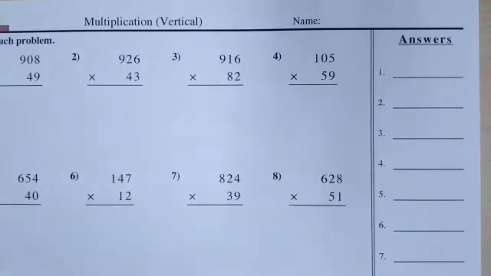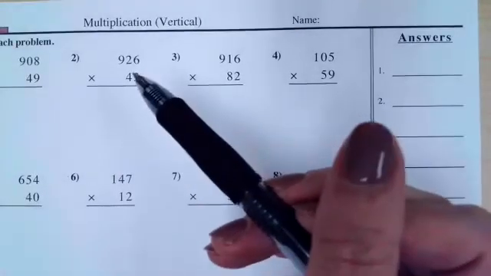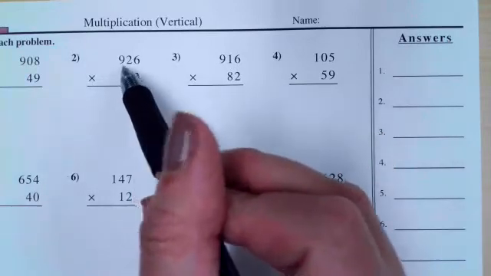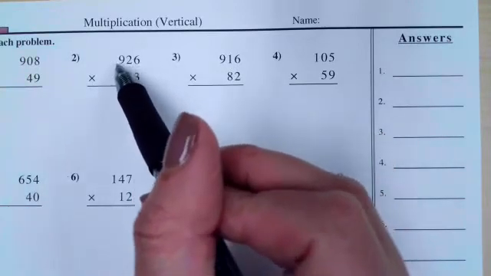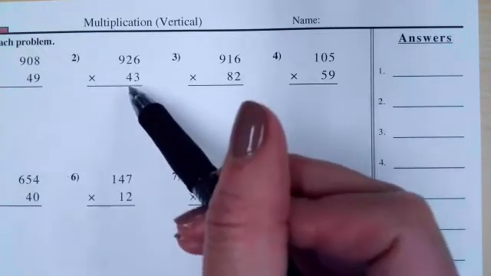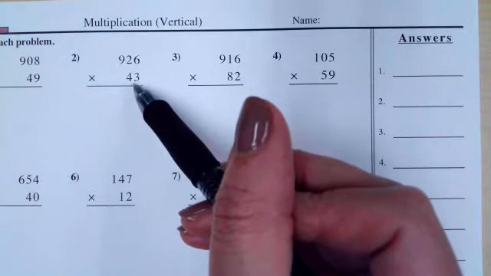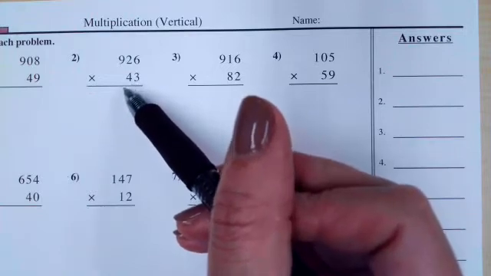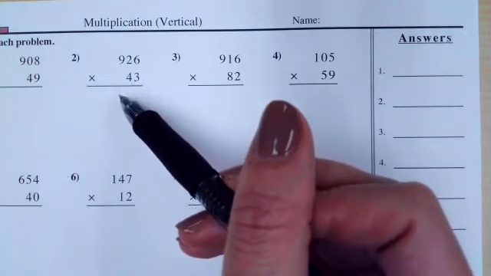Now we're going to look at a number being multiplied by a two-digit multiplier. So in these cases, we have a number, still a three-digit number, so ones, tens, hundreds, being multiplied by a two-digit number, so a number that has something in the ones place and the tens place. So here's the first thing that we're going to do.